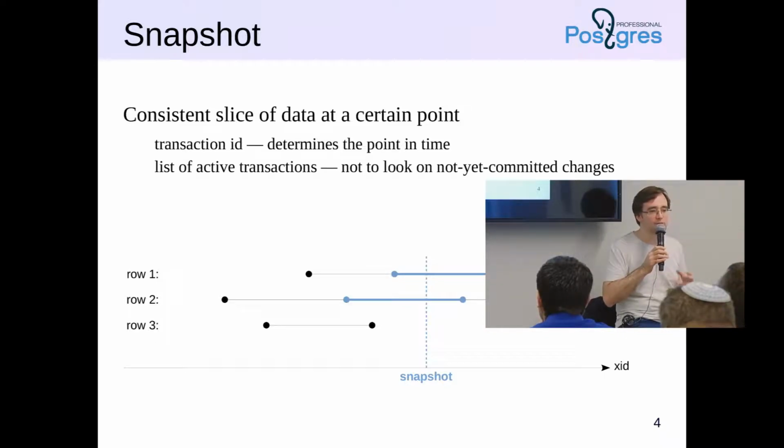So creating a snapshot is not a hard procedure. It's very quick. It's no problem at all. And row number 3 didn't get into our snapshot because it was deleted before we created the snapshot.